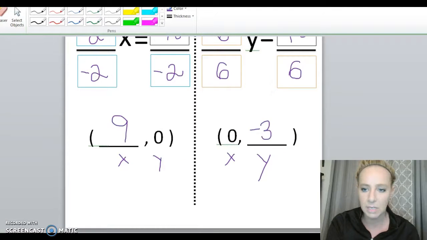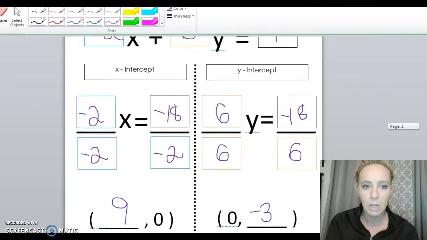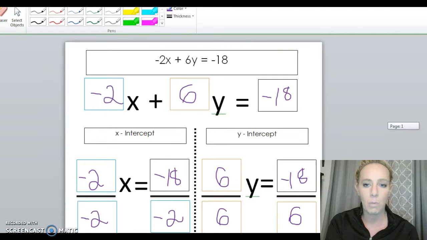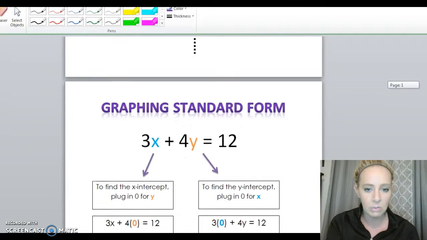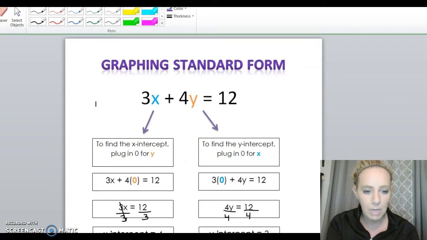Okay, this concludes your video on graphing in standard form. Again, I understand some of this might be a little confusing, and it is a lot to take in at once. But coming into class tomorrow, you'll already have some background knowledge on how to graph in standard form, and the vocabulary and the steps will be very familiar to you.